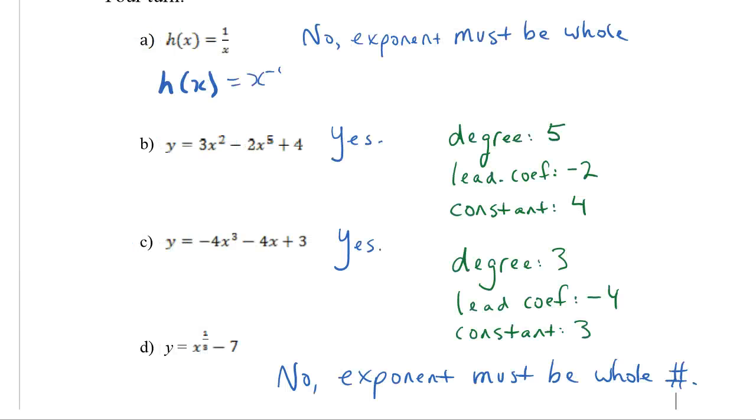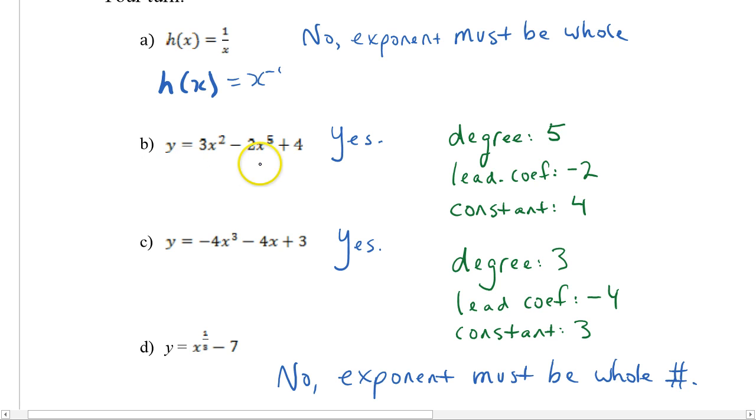All right, so here are my answers for that. For the first one, 1 over x. Another way of writing that is x to the -1, which makes it very obvious then that no, it is not a polynomial function because the exponent is not a whole number. It's a negative value, and whole numbers start at 0 and then 1 and then 2 and so on.